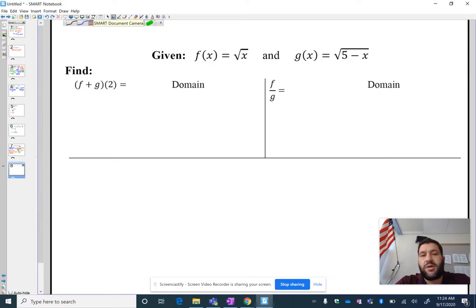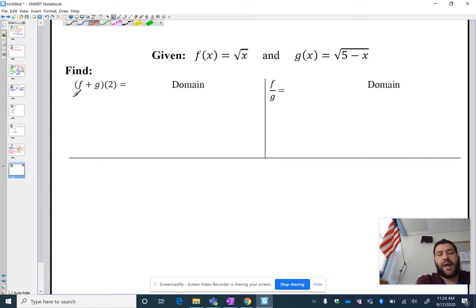Given f of x is equal to the square root of x and g of x is equal to the square root of 5 minus x, we need to find f plus g of 2, and we need to find f over g. So f plus g of 2, remember, we can write it as f of 2 plus g of 2. So let's see.